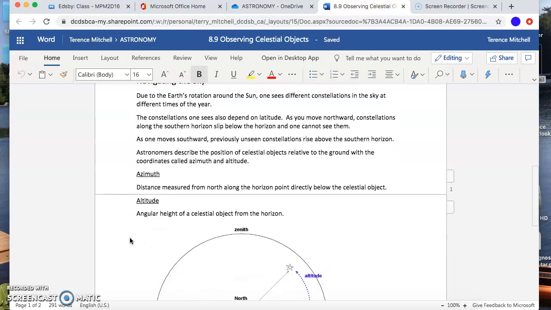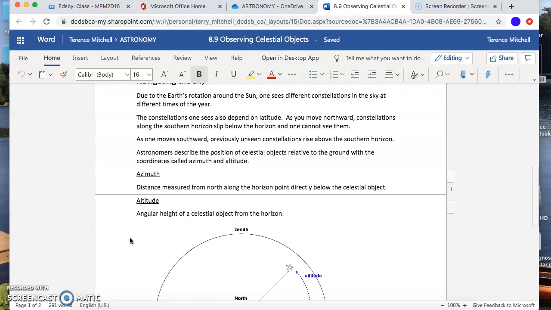The way that we describe the position of constellations or celestial objects is we use azimuth and altitude. Azimuth is the distance measured from north along the horizon, pointing directly below a celestial object. So if I'm facing north, and the star that I want to look at is such that I start rotating toward the east, and I turn myself 90 degrees, and now I'm looking at that star, that would be my azimuth. That star would be 90 degrees azimuth to me facing north.